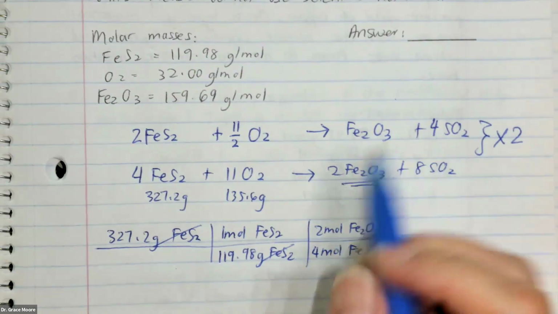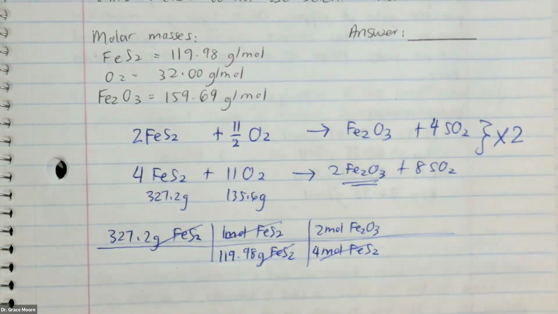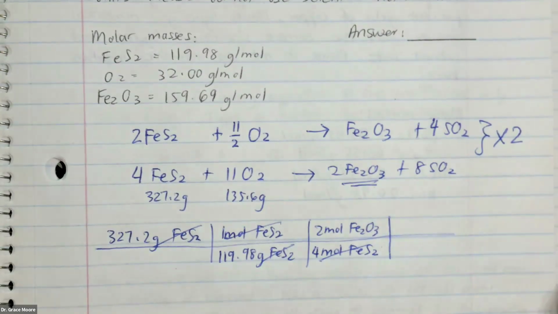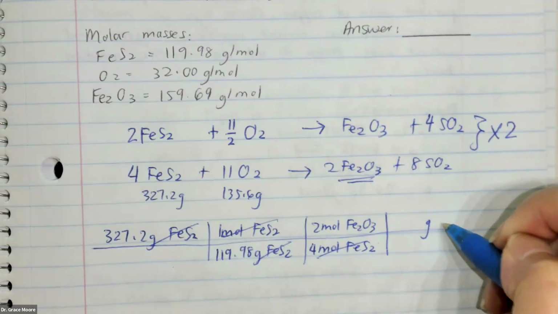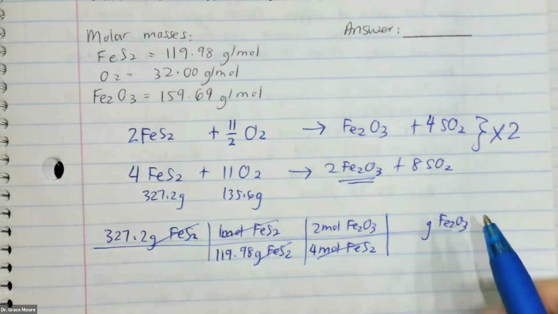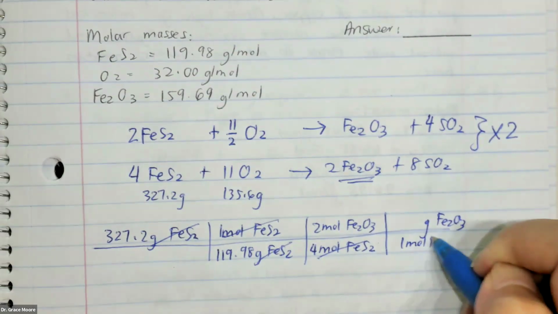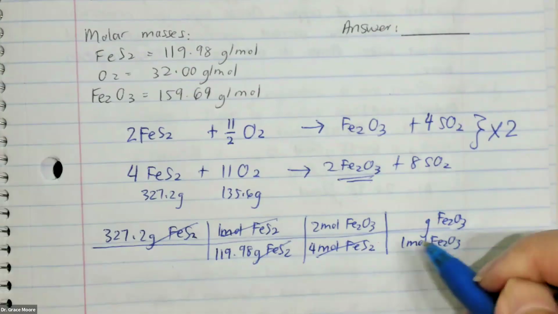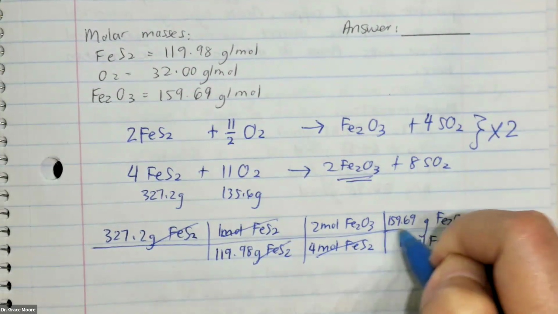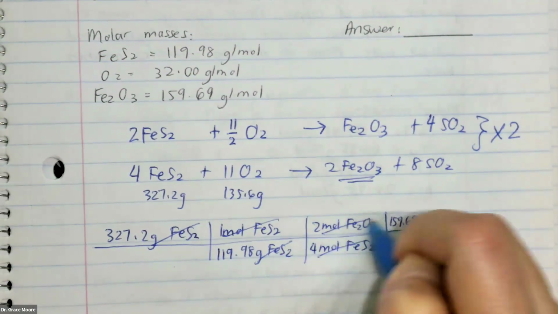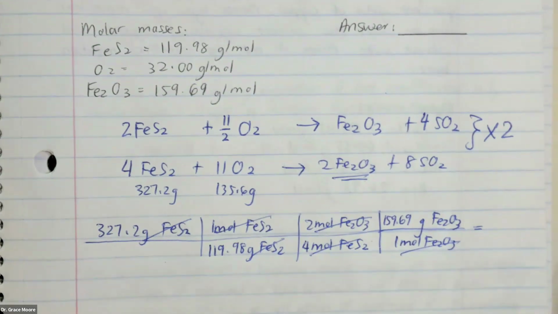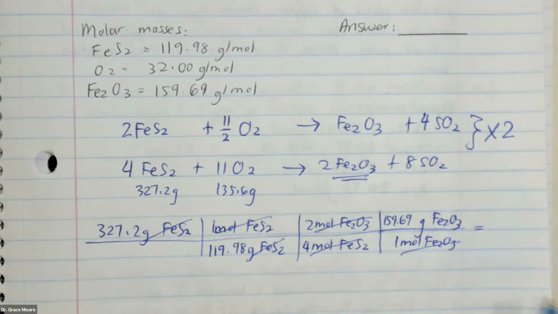Why I put Fe2O3 on top is because I know I'm trying to cancel off the FeS2 to get to Fe2O3. Once I do that, I really need to cancel out the moles, and I really need to get my answer in grams of Fe2O3. That means I'm going to use the molar mass here. 1 mole of Fe2O3 is going to weigh 159.69 grams. Now, if you put this in your calculator, you should get your answer in grams of Fe2O3, but don't pick the answer yet because we still need to do the second reactant.